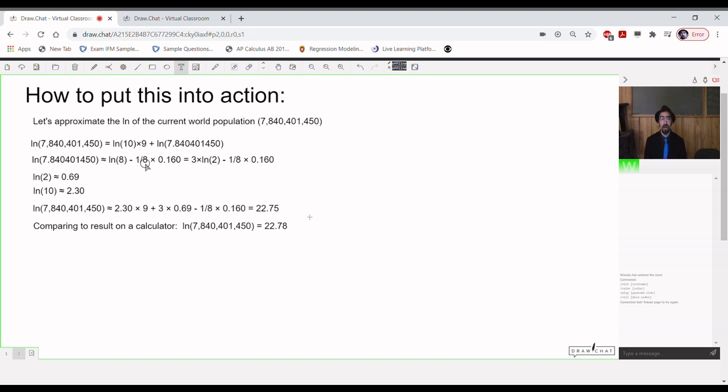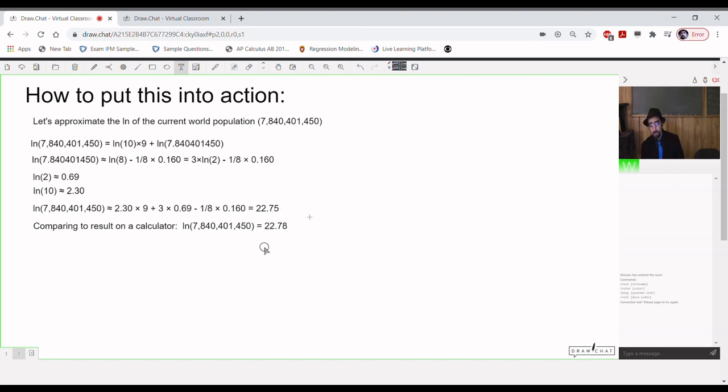Then I know that the ln function around 8 has slope 1/8. So I'm going to subtract off 1/8 times the difference. I'm just going to round this to 0.160 and ignore all this extra stuff afterward because I really can't get more than 2 decimal places accuracy out of this anyway. But this will get you 3 times ln 2 minus 1/8 of 0.160. Knowing what ln 2 and ln 10 are, I just say, okay, it's going to be ln 10, that's 2.30 times 9, plus 3 times 0.69, minus 1/8 of 0.160, and with some simple pen and paper arithmetic, we get 22.75.